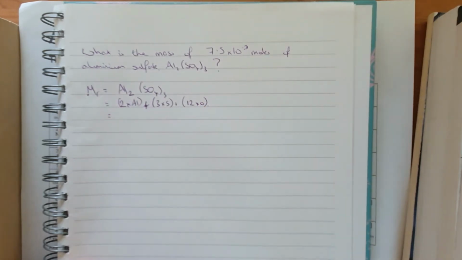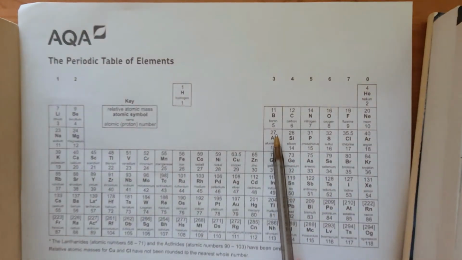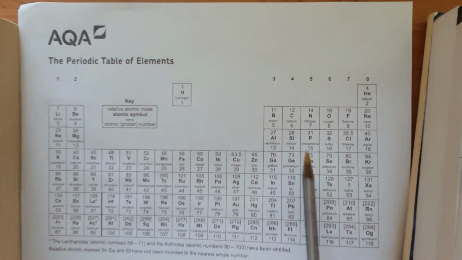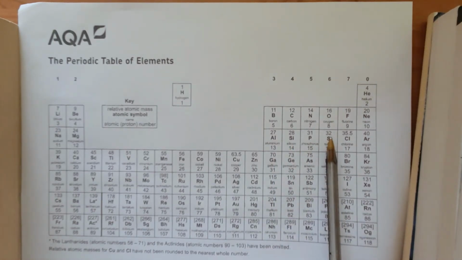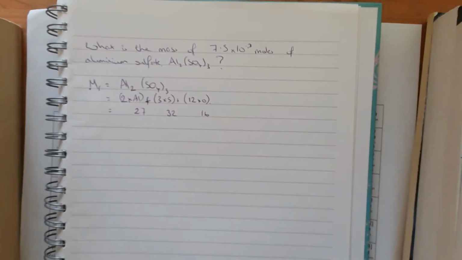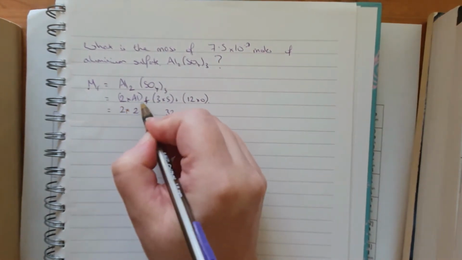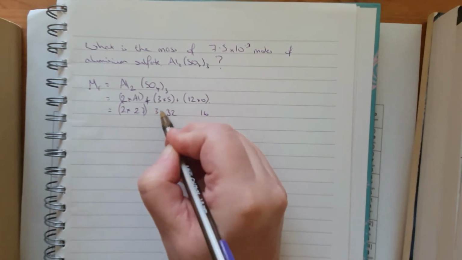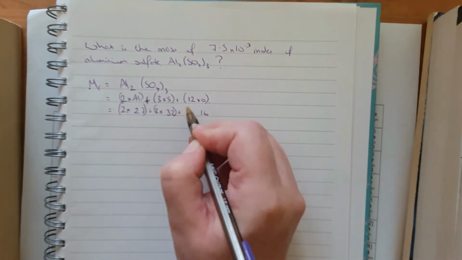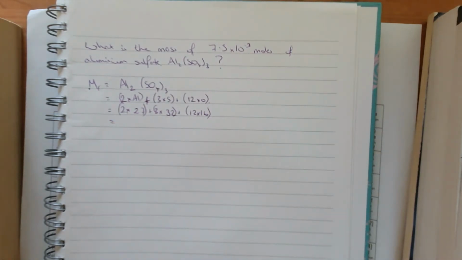Okay, now we're going to need to look at the periodic table again. So aluminium is 27, sulfur is 32, and oxygen is 16. So I've got 2 times that 27. I've got 3 times 32. And I've got 12 times the 16. Okay. So you have a go at working those out.